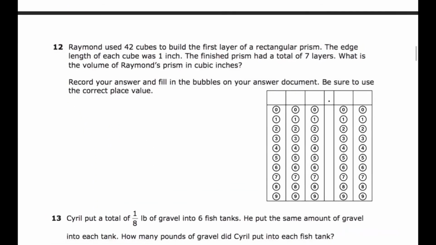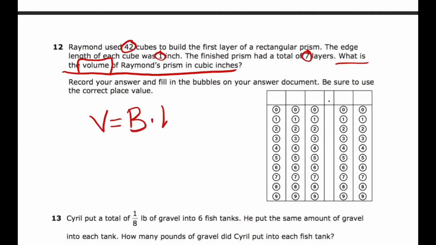Question number 12. Raymond used 42 cubes to build the first layer of a rectangular prism. The edge length of each cube was 1 inch. The finished prism had a total of 7 layers. And then it says, what is the volume of Raymond's prism in cubic inches? So I know volume is just my base area times the height, or the number of layers tall it is.